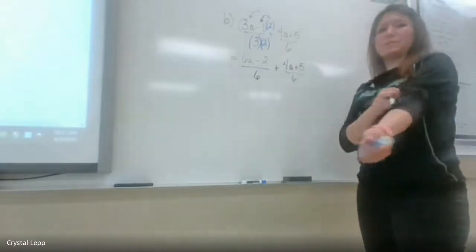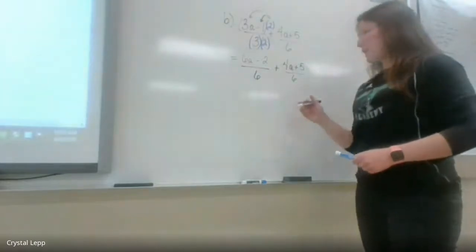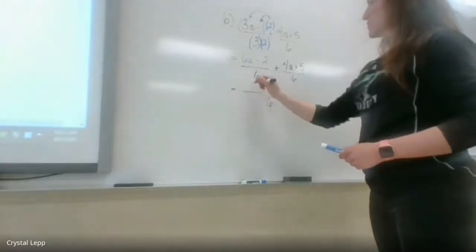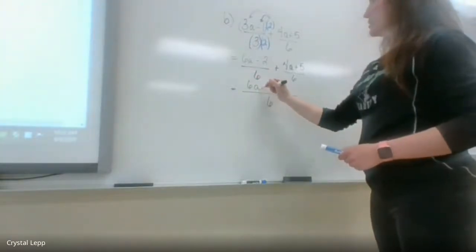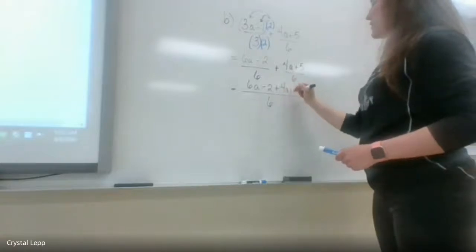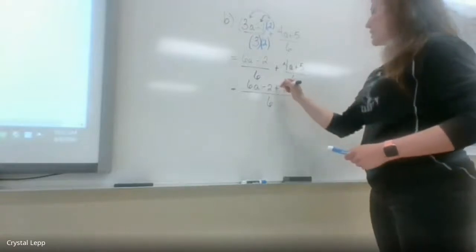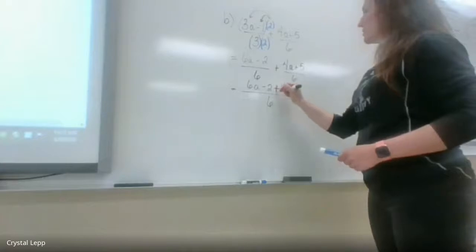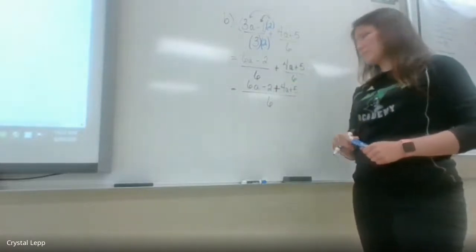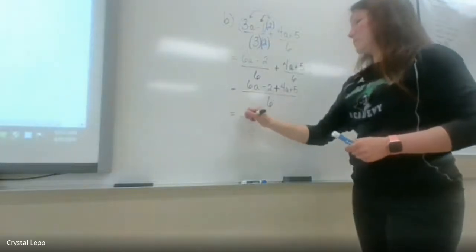So now I'm back to the same steps as in example 1. I have a common denominator of 6. So I'm going to have 6a minus 2 plus 4a plus 5. And I don't have to worry about anything with this 4a plus 5 because I'm adding it. It's only when you subtract that it makes it complicated, where you have to distribute that minus sign through. So now I can collect like terms and put it all over 6.